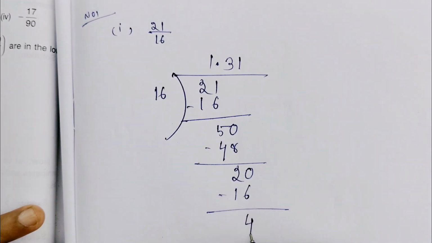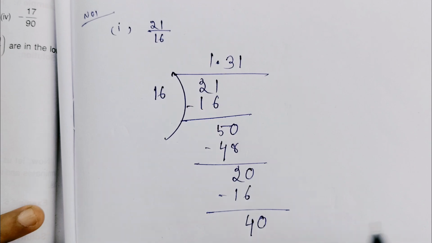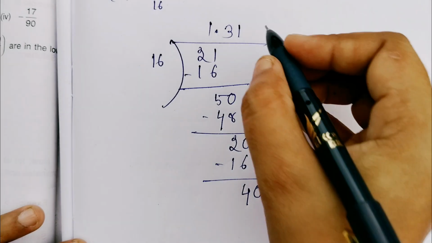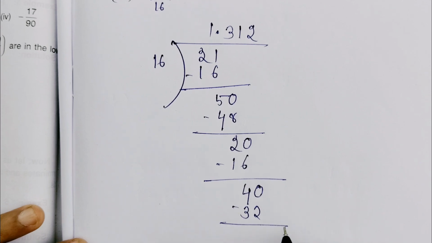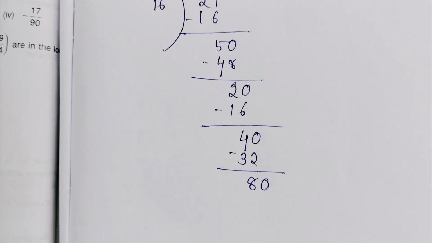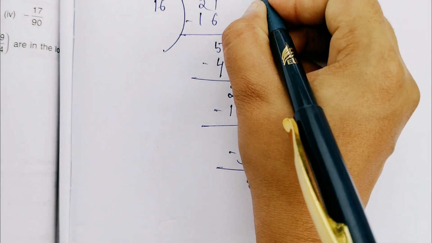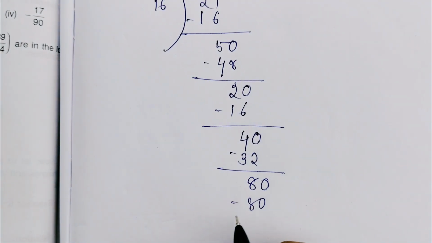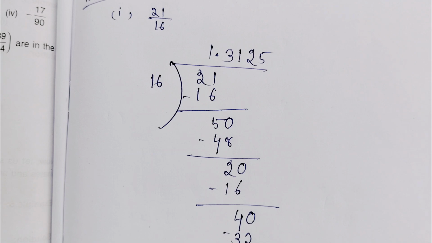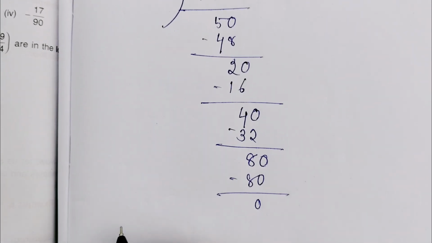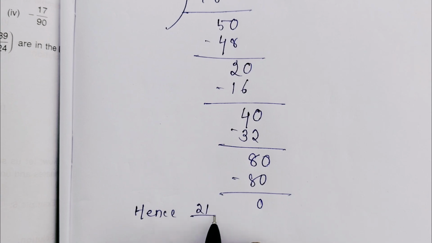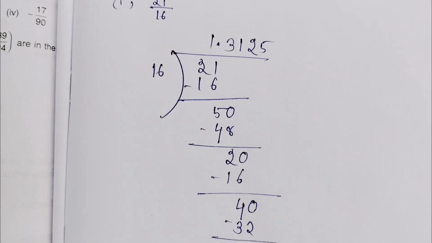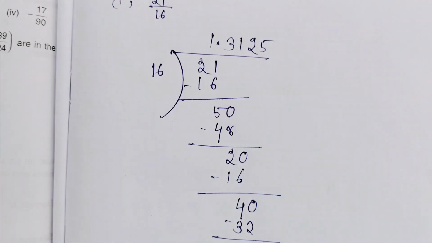Now we find 4, then here put also 10, 40. Then 16 2s are 32. Then 40 minus 32 is 8. Then here is also 10. Then 16 5s are 80. 80 minus 80 is 0. So hence 21 by 16 is 1.3125.